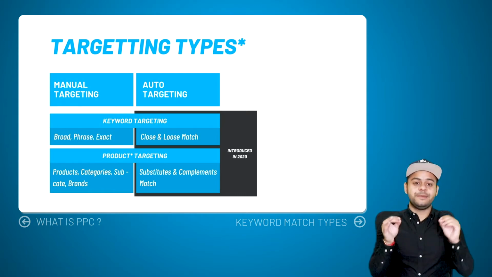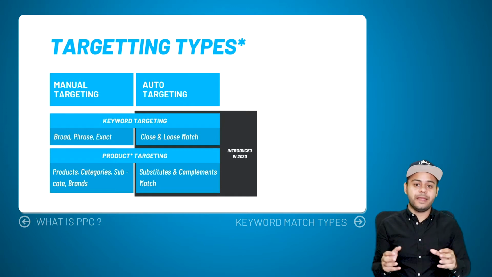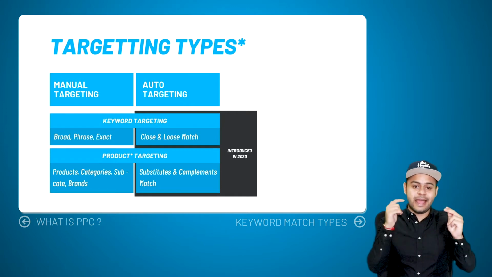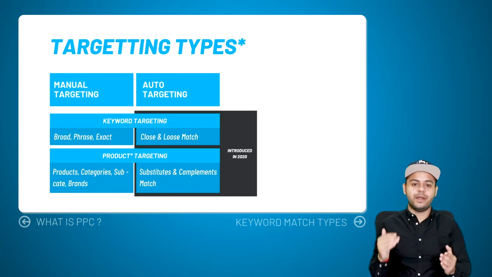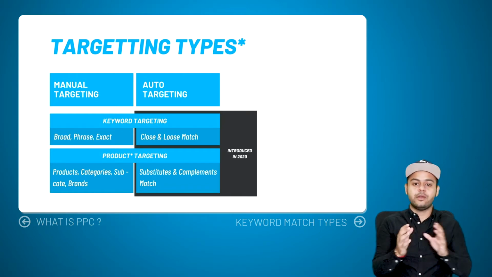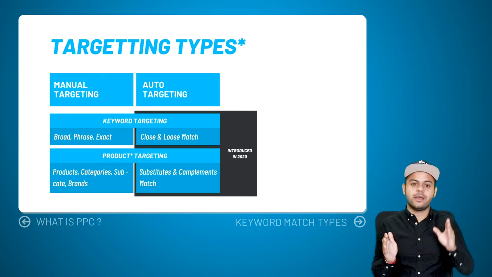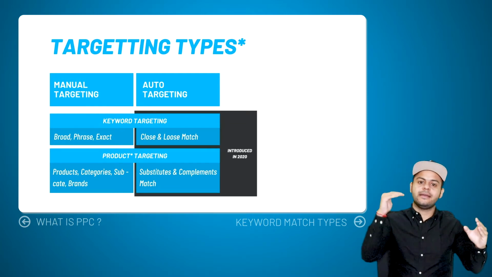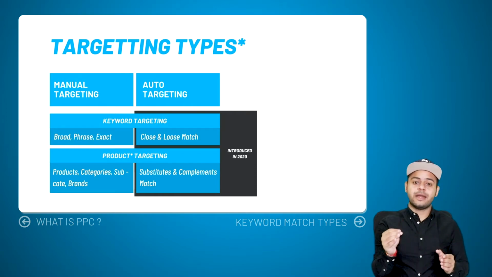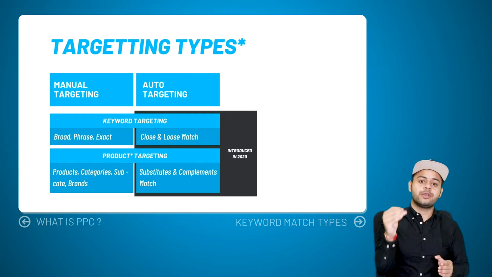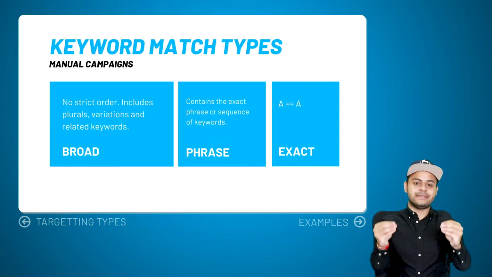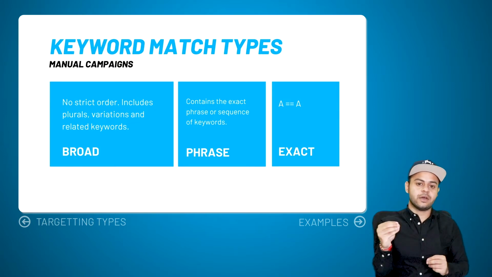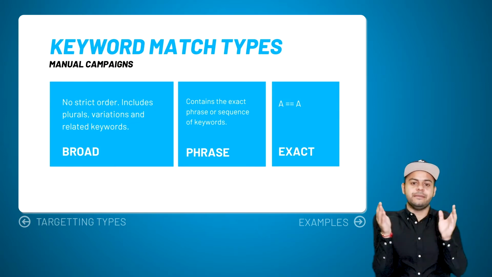Now, something that you must be aware of is that within auto campaigns, you can still target keywords and products, but this is newly introduced in Amazon in 2020, wherein Amazon lets you segregate your bids and budgets within product targeting and keyword targeting. Now let's move ahead and understand the 3 different keyword match types that you can use to target and reach your audiences. In the next slide, we will get into the examples, but first let's look at the definitions of these and understand what they basically mean.